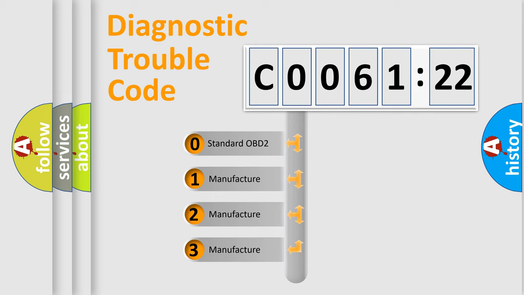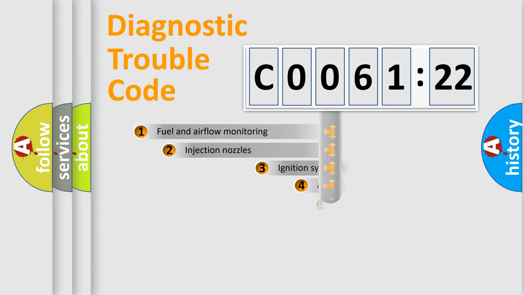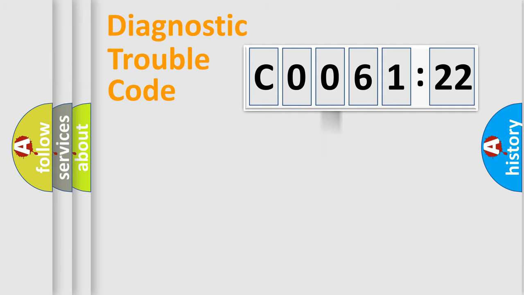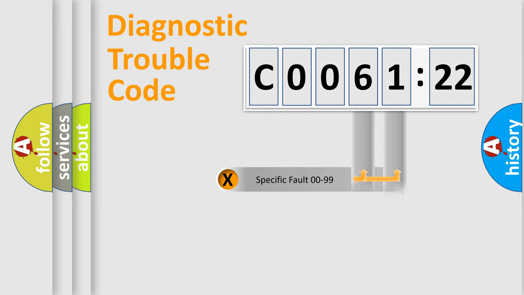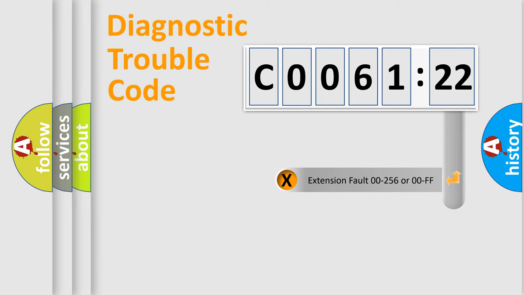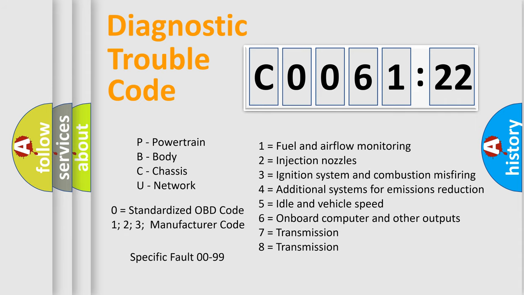If the second character is zero, it is a standardized error. In the case of numbers 1, 2, 3, it is a more specific, car-manufacturer expression of the error. The third character specifies a subset of errors. The distribution shown is valid only for the standardized DTC code. Only the last two characters define the specific fault of the group. The add-on to the error code serves to specify the status in more detail, for example, a short to the ground. Let's not forget that such a division is valid only if the first character code is expressed by the number zero.